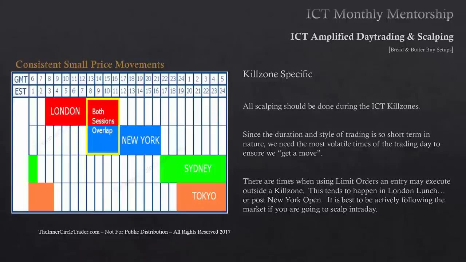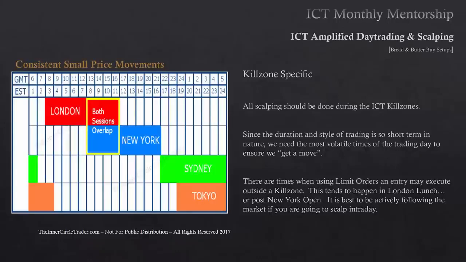There are times when using limit orders, an entry may execute outside a kill zone. This tends to happen in London lunch, that means between 5 a.m. New York time to 7 a.m. New York time, or post New York Open, basically around 10 o'clock and later in the afternoon. So it's best to be actively following the market if you're going to be scalping intraday.